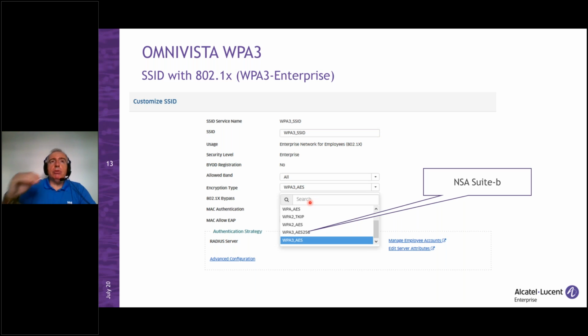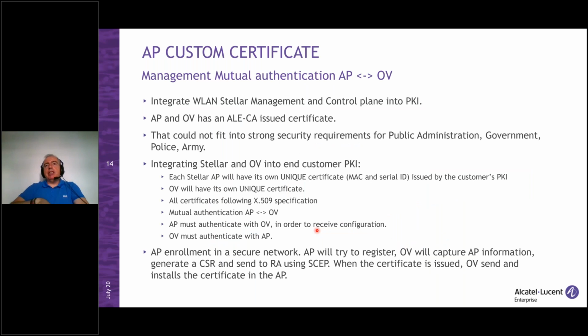But in any case, if you want to go to the top level security standards available today, then you have to go to WPA3 AES, or even more, you have to use the Suite B, which is the NSA Suite B. This WPA3 AES 256 is the Suite B. We used to use the top level commercial grade cryptography standards up to date. So now we finish this part.